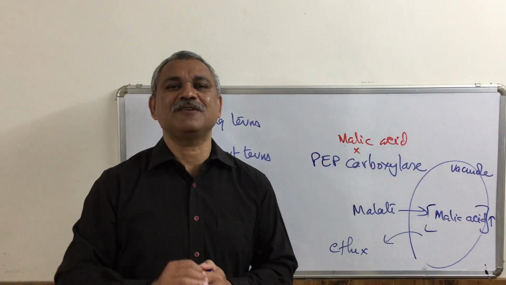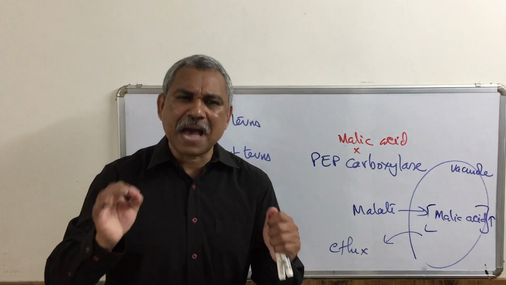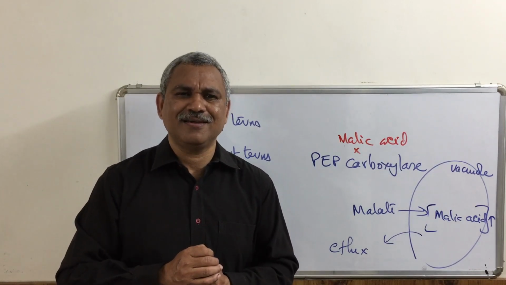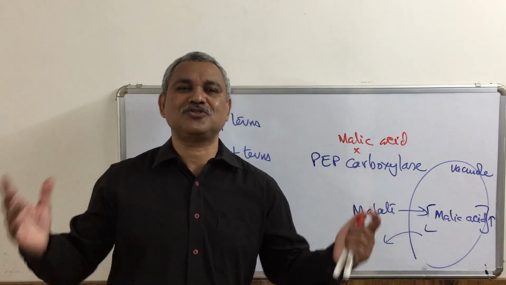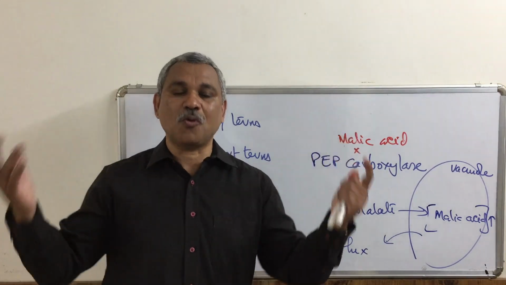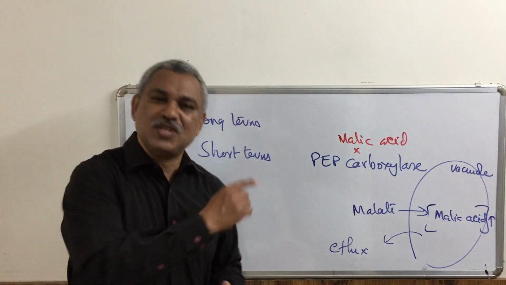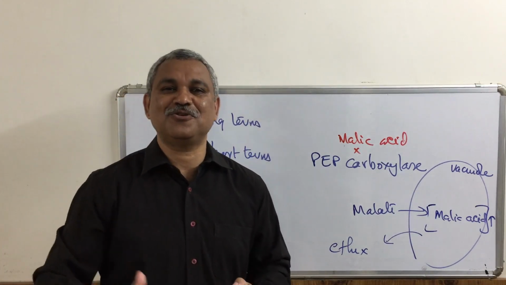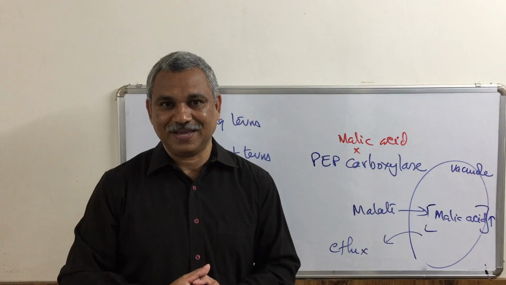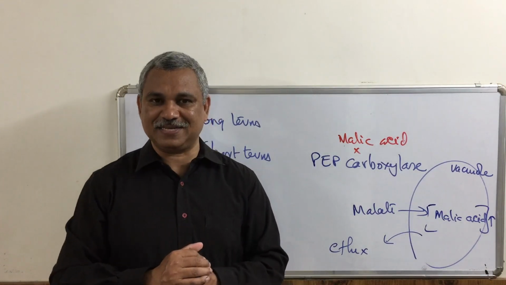One interesting observation is that CAM plants generally do not develop so much biomass. They don't grow so big. That is an observation about the CAM plants. This is the reason why they do not grow so big in comparison to the C3 plants.